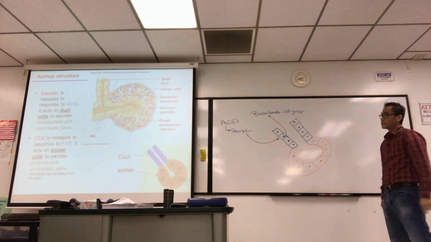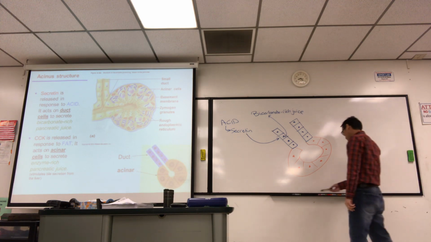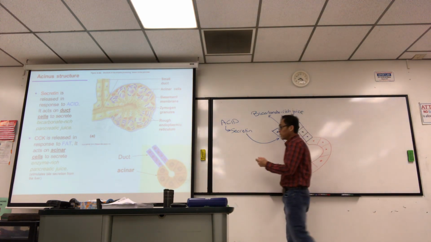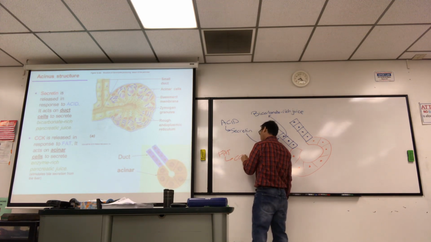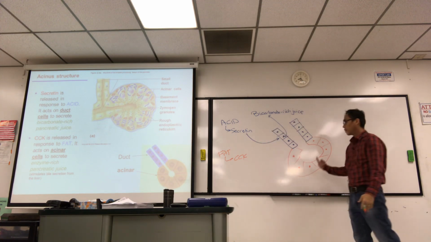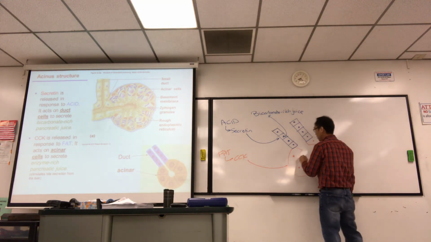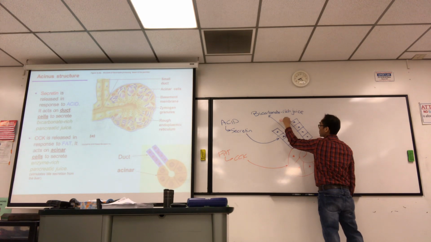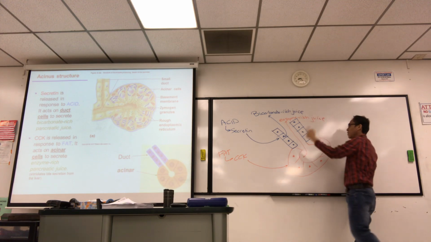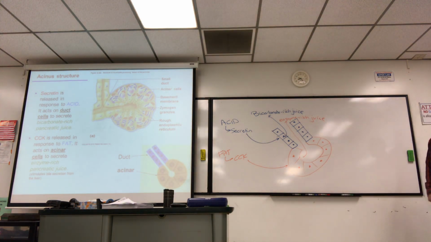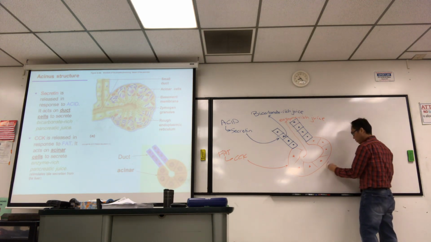The other thing I have on the slide is CCK. That's released in response to fat, lipid in your diet that you eat. So in response to the lipid or fat, CCK is released. That's a hormone that, when it targets the pancreas, stimulates these acinar cells to release enzyme-rich juice. Because one of the enzymes is a lipase that digests fat. So distinguishing duct cells from acinar cells is the point. These are acinar.